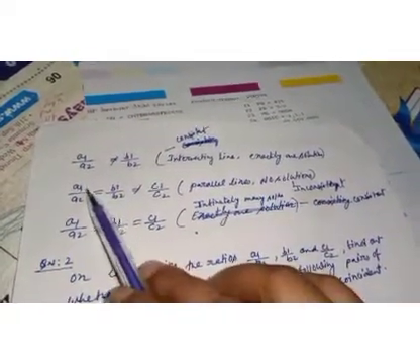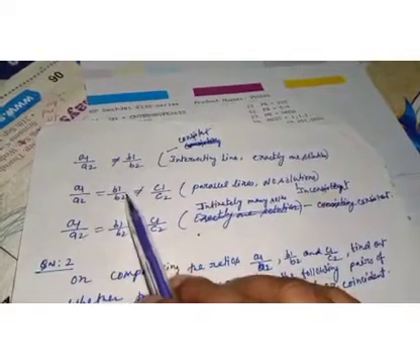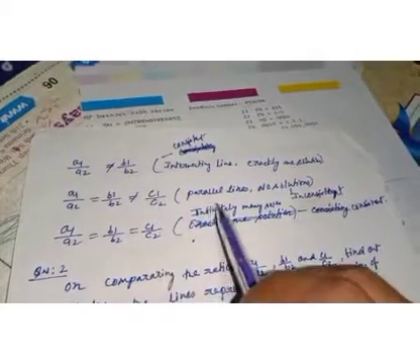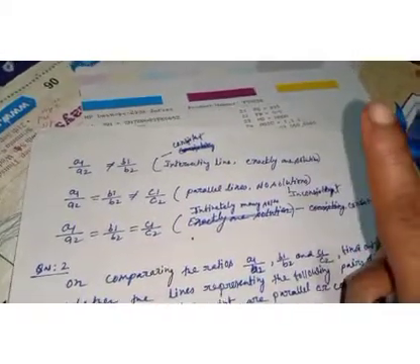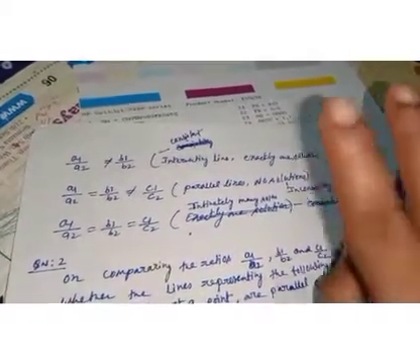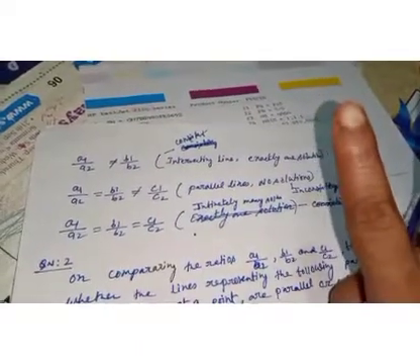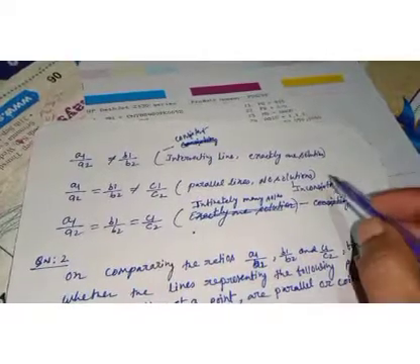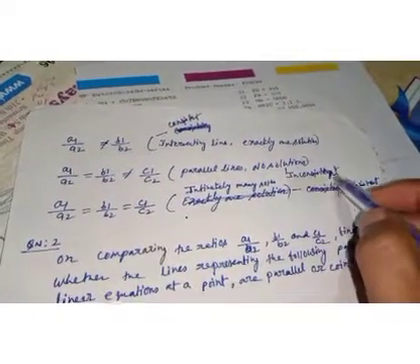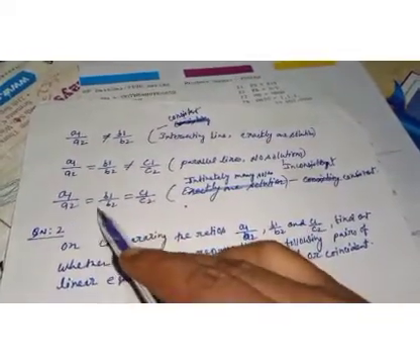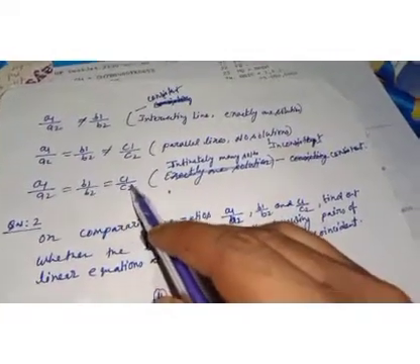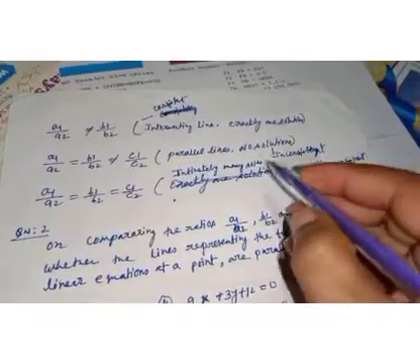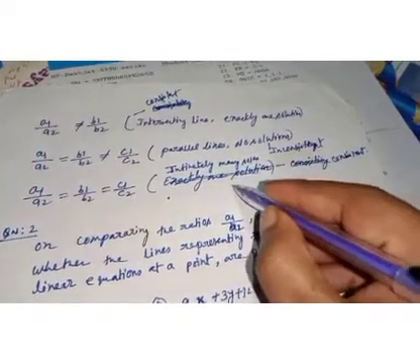Now second condition, if a1 by a2 is equal to b1 by b2 but not equal to c1 by c2. In this case, you will get both the lines never intersect each other. That means they are parallel, and in this case you will not get solutions. So it is inconsistent. If a1 by a2 is equal to b1 by b2 is equal to c1 by c2, then you will get infinitely many solutions, since they form coincident lines.